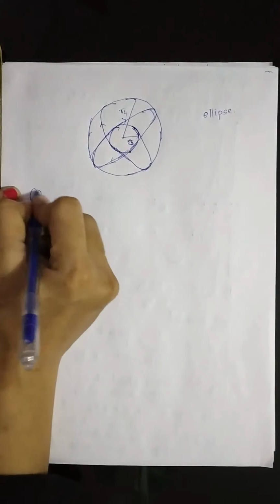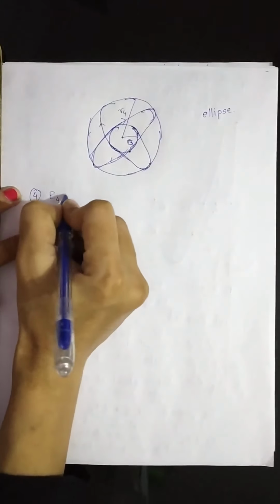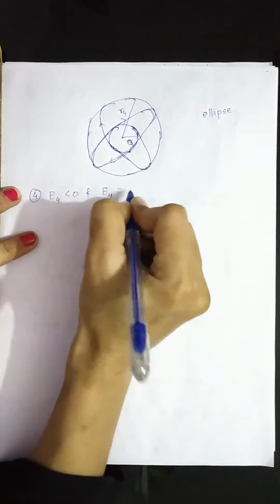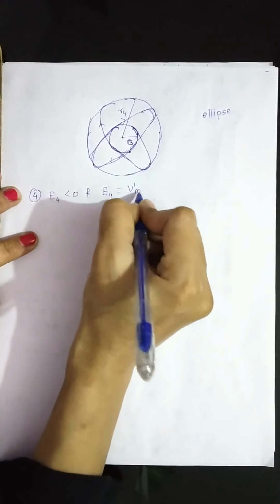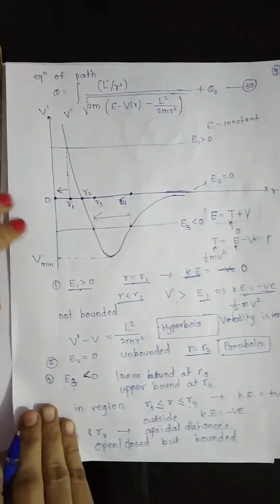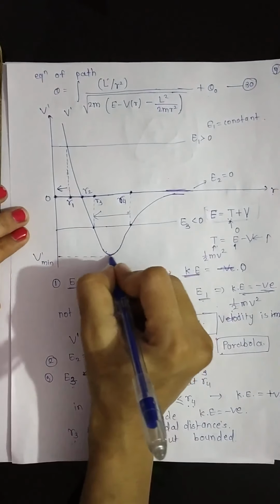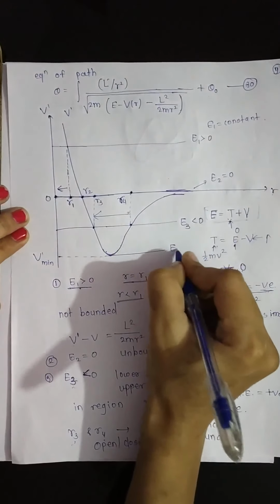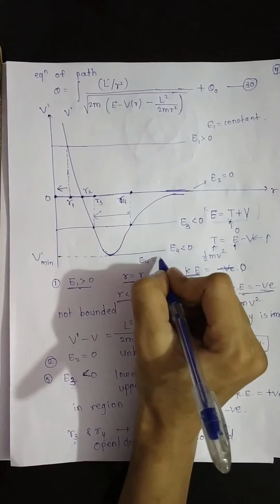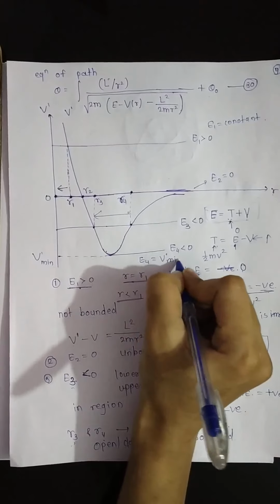Now let's discuss the fourth case, that is E4 less than 0, where E4 equals V dash minimum. So our fourth case is this case. Here E4 is less than 0, where this E4 is equal to V dash of minimum.